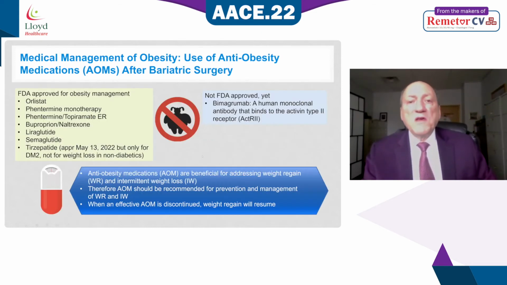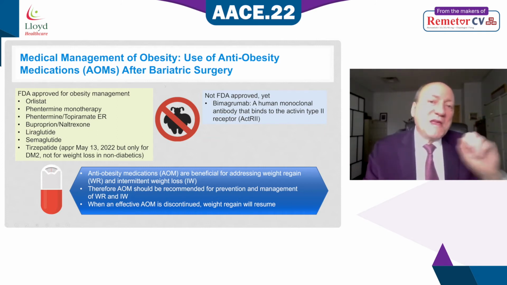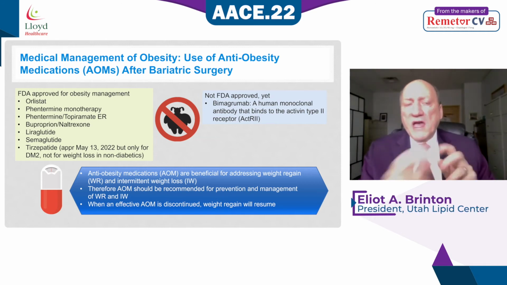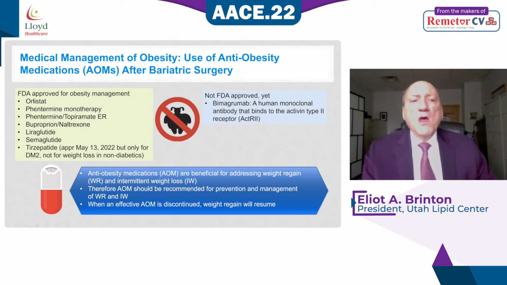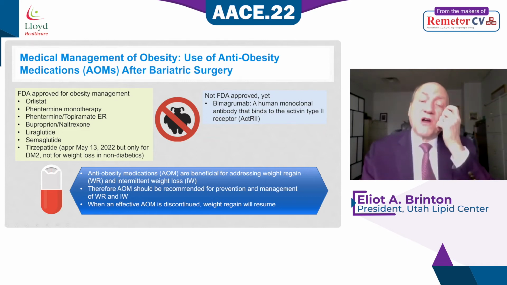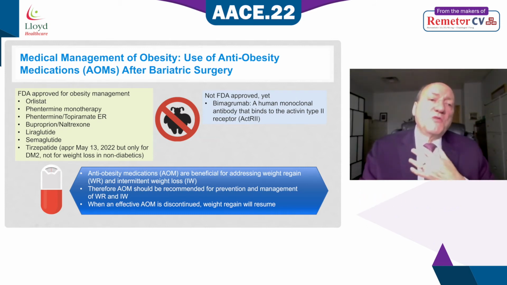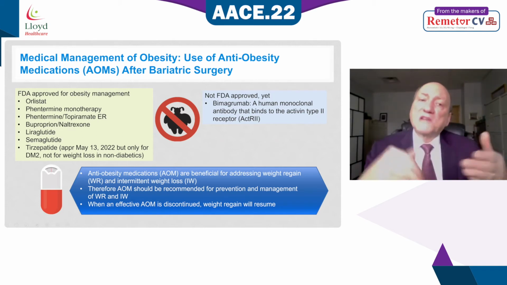Now let's talk briefly about use of anti-obesity medications, or AOMs, after bariatric surgery. So bariatric surgery is wonderful, but there's a problem with weight regain after bariatric surgery. So what do we have? We have lots of medications approved by the FDA. We have orlistat. That's kind of an old school drug, but it's a good one. It blocks fat absorption, as you know. We have phentermine, which can be used in monotherapy, rather affordable, and it blocks appetite.